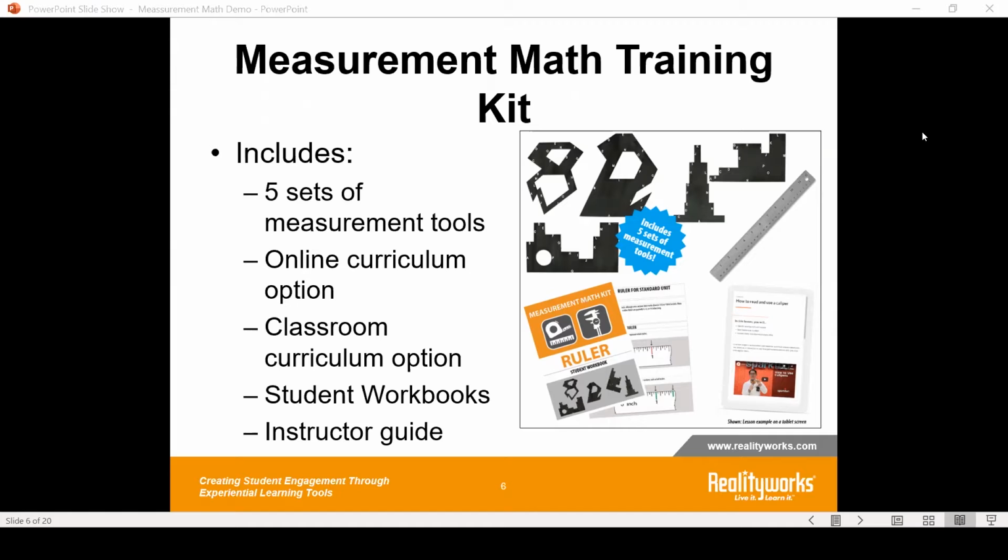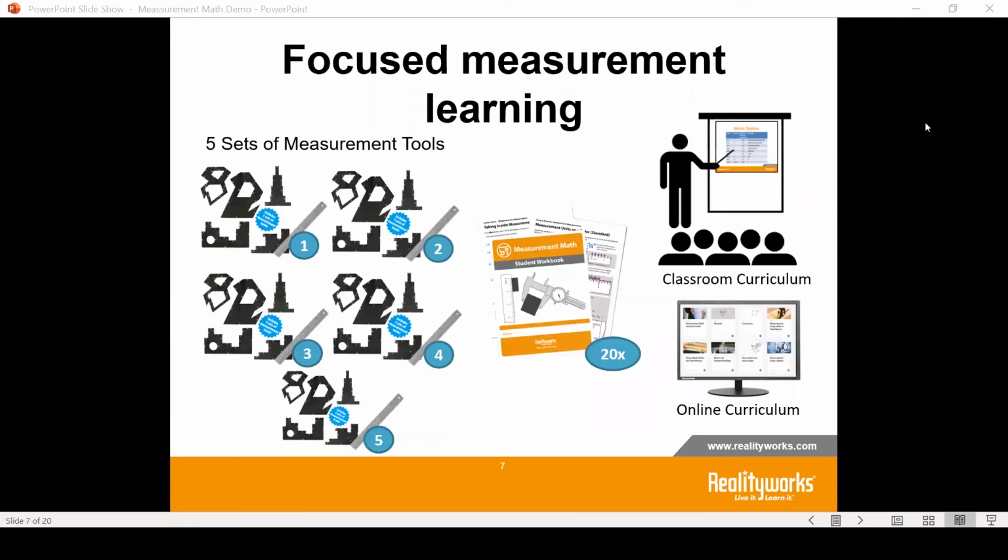Along with those measurement tools that are used for hands-on learning, we also have an online curriculum option for students to self-pace and walk through learning all the key pieces of measurement math, and then also a classroom curriculum option, allowing teachers and instructors to teach and interact with their students to learn these major concepts. With all this information that is out there, there are student workbooks that help students engage and then learn and make sure they can assess their understanding of measurement math. All this really is set up in a learning format that we see as best fit for the students.